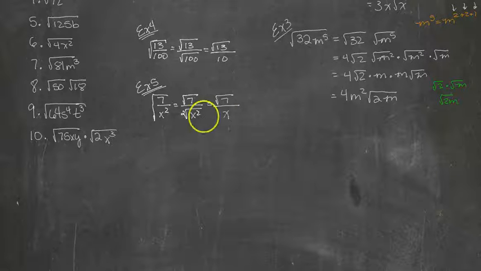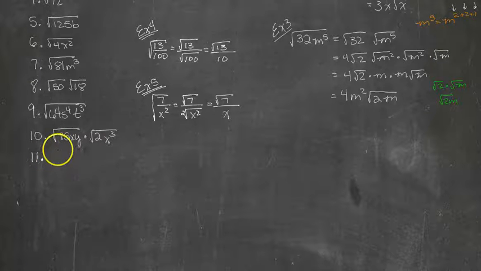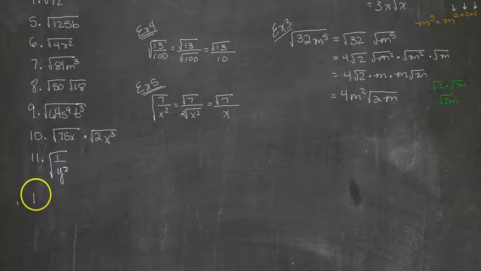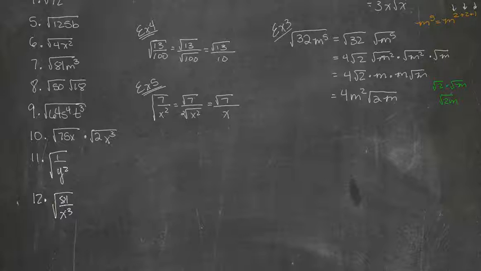Let me give you two real quick just to practice before we move on to another concept to work with. So number 11, I'll write these out without pausing. Number 11, 1 over y squared. And the whole thing is under a radical. And let's do number 12. Let's take the square root of 81 over x cubed. So go ahead and pause and do those real quick and come right back.